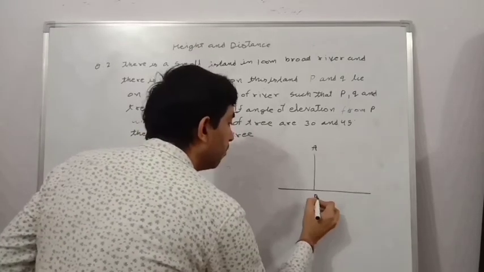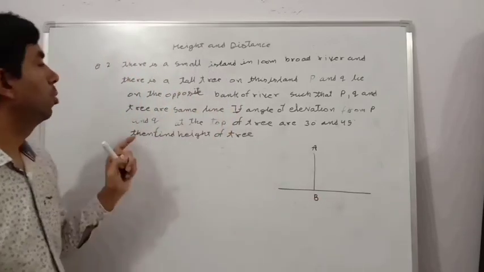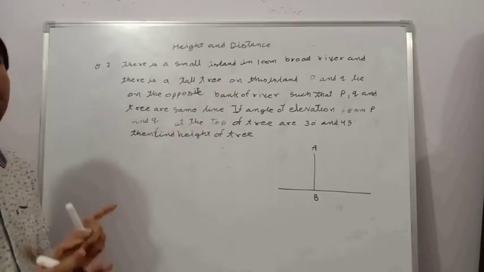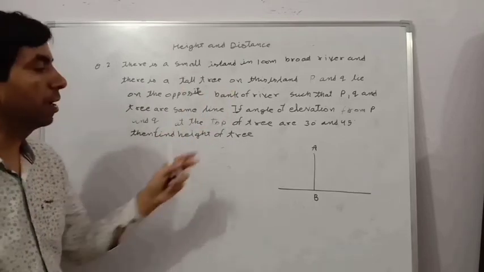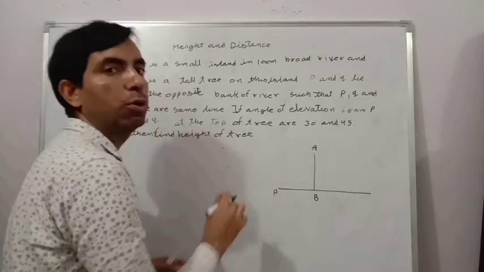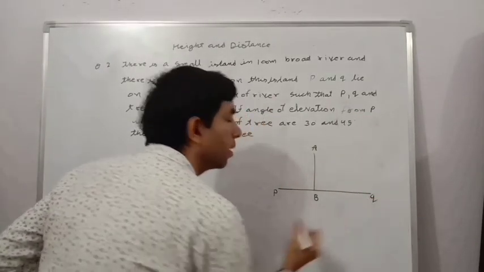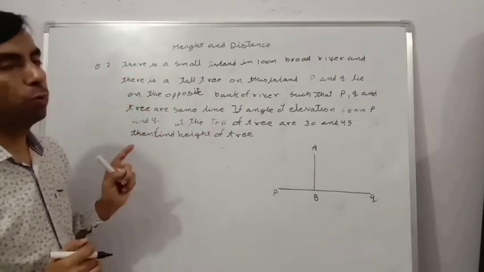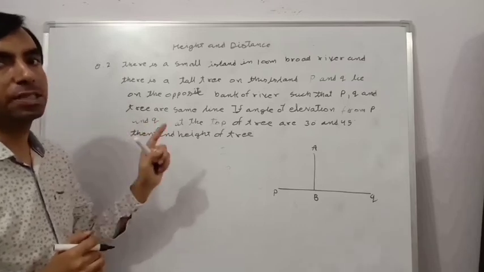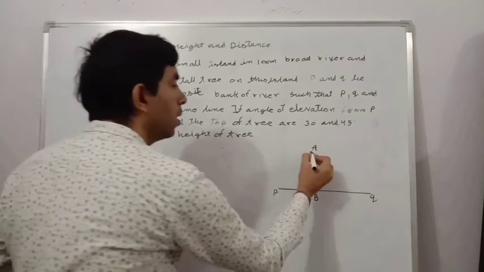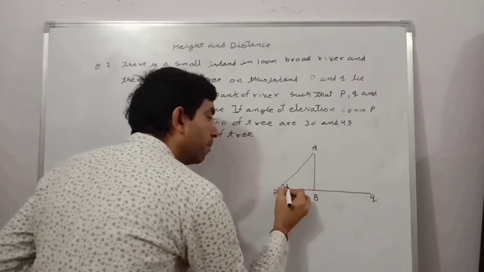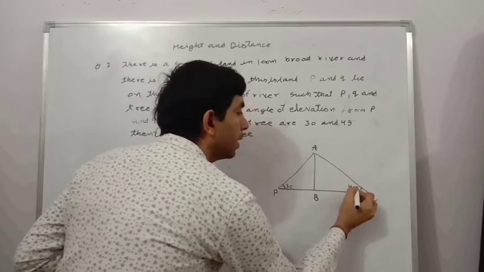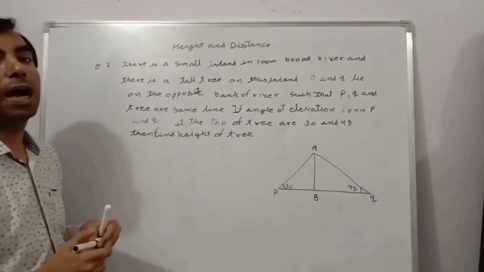P and Q are on the opposite banks of the river. Means points P and Q lie on opposite banks of the river, with P on one side and Q on the other side of the tree. The elevation angles of P and Q from the top of the tree are 30 degrees and 45 degrees. Means from point P it is 30 degrees and from point Q it is 45 degrees. It is given. Then what is the height of the tree?